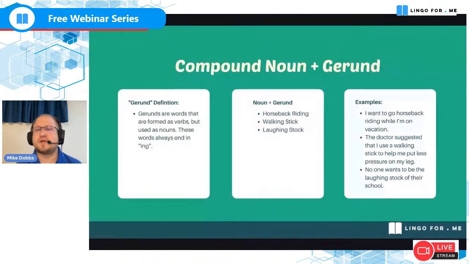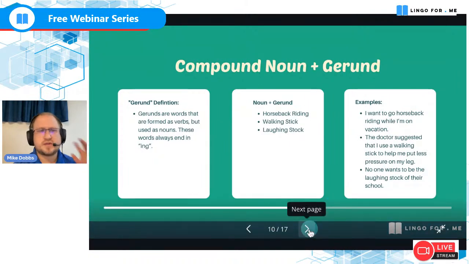And then we have the last one, laughing stock. No one wants to be the laughing stock of their school. So that means most of the people might look negatively upon them and not respect them as much. And that's a laughing stock. All right, let's go to the next one.